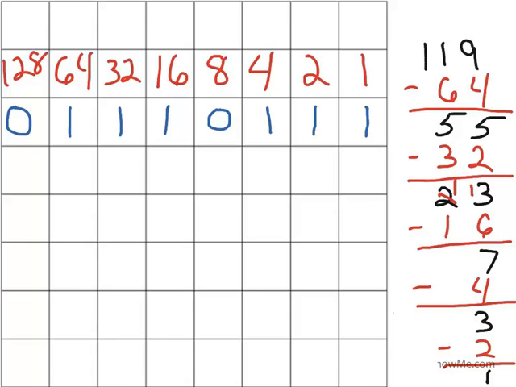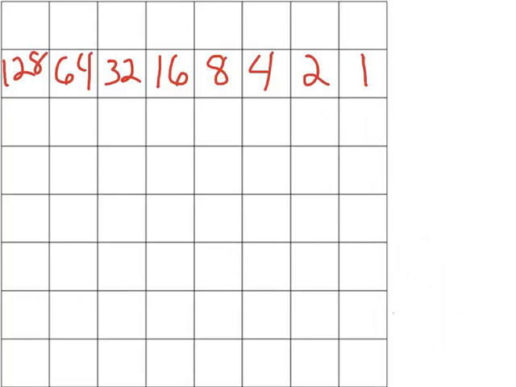Now, when I read my binary number back to you, I'm always starting with the leftmost digit and reading towards the right. So I start off with the very first place being 0, then a 1 underneath the 64, a 1 underneath the 32, a 1 underneath the 16, a 0 underneath the 8, a 1 underneath the 4, a 1 underneath the 2, and a 1 under the 1. Alright, so that was us taking a decimal number of 119 and converting it into binary.